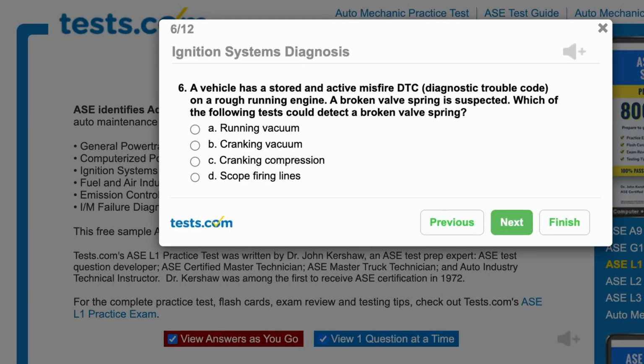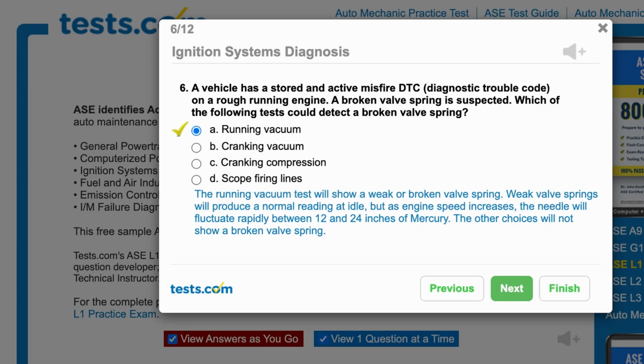Question 6. A vehicle has a stored and active misfire DTC (diagnostic trouble code) on a rough-running engine. A broken valve spring is suspected. Which of the following tests could detect a broken valve spring? A. Running vacuum. B. Cranking vacuum. C. Cranking compression. D. Scope firing lines. A. Running vacuum. The running vacuum test will show a weak or broken valve spring.